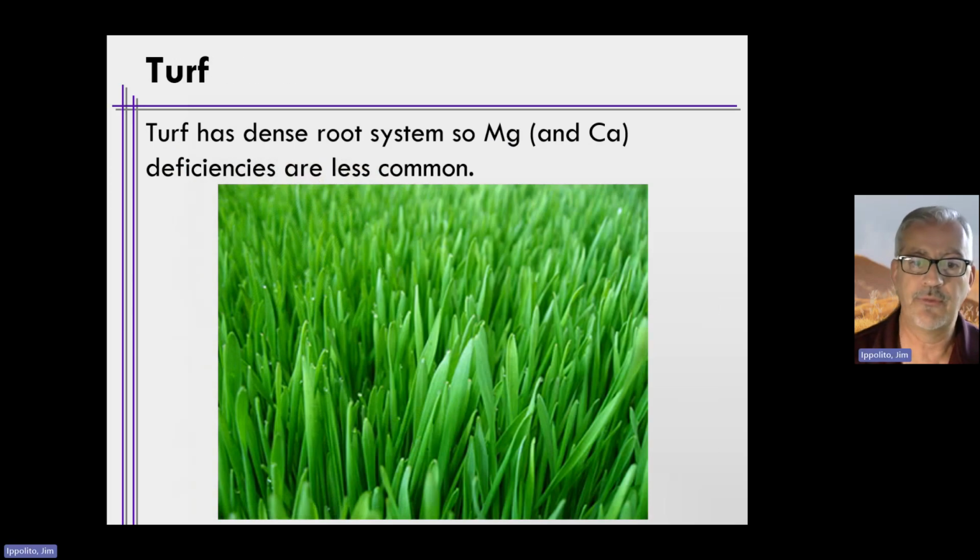One place we oftentimes do not see magnesium deficiencies or calcium deficiencies, which are both very uncommon already, is in turf. This is simply because of the root architecture and where the roots are located. The roots are pretty dense, and the root system sees a lot of the soil and thus sees a lot of, relatively speaking, magnesium and calcium. So to see a deficiency in turf with respect to magnesium or calcium is really, really uncommon.